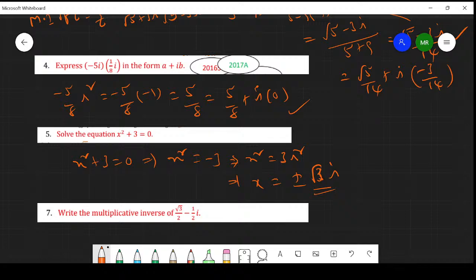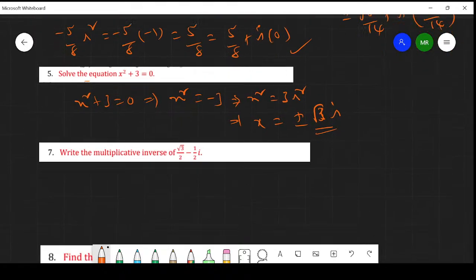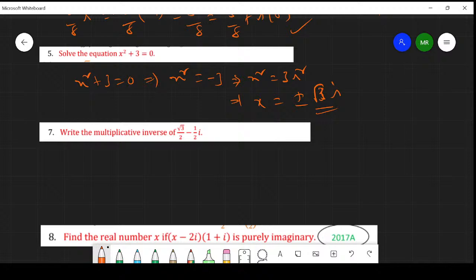Now write the multiplicative inverse of root 3 by 2 minus 1 by 2 into i. Check. When they are asking write the multiplicative inverse of root 3 by 2 minus 1 by 2 into i, same again they are asking here multiplicative inverse. I told multiplicative inverse of z is 1 by z. Now you can see here when they are talking like that, here also you can write the given z is equal to root 3 minus i by 2 is given.